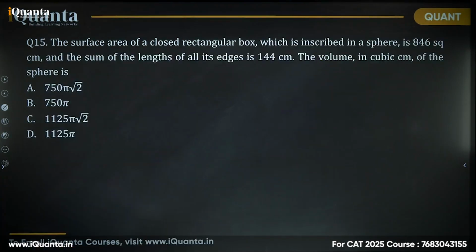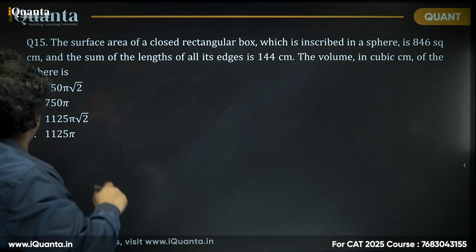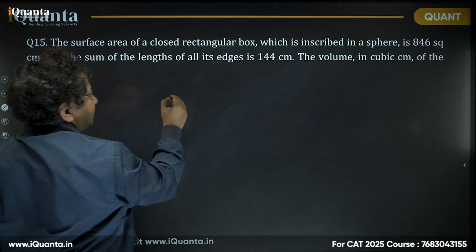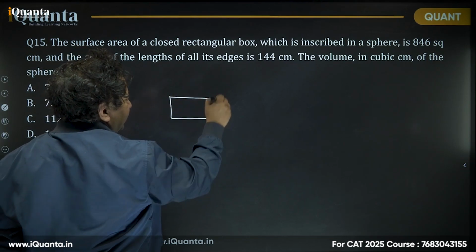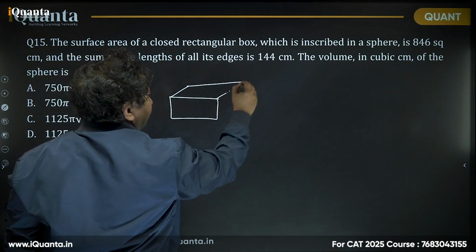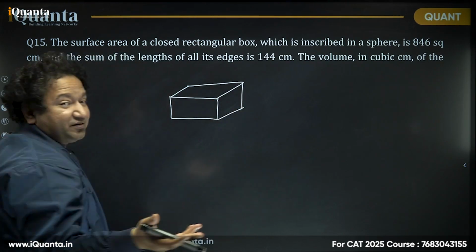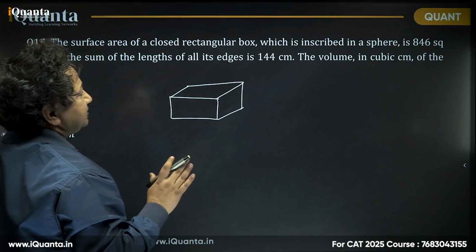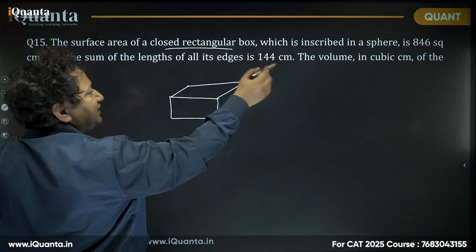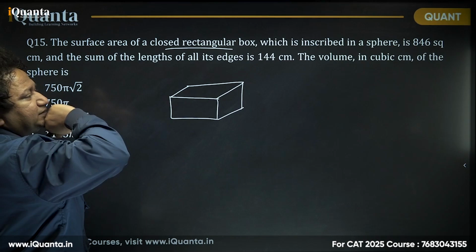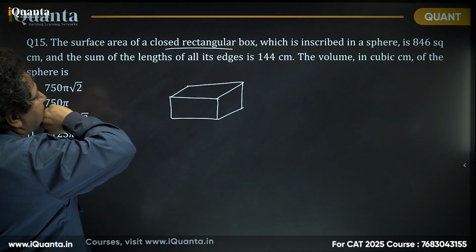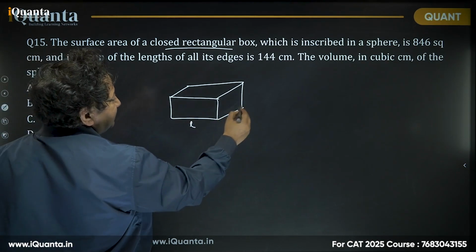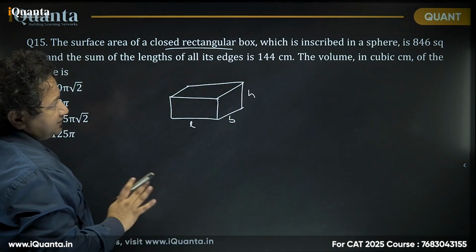The surface area of a closed rectangular box. When they say closed rectangular box, they basically mean a cuboid, which will look like this. Obviously, I cannot show a 3D cuboid, but the way we can represent 3D in 2D is by the shadow effect. The surface area of this closed rectangular box, which is inscribed in a sphere, is 846 square centimeters. This is the length, this is the breadth, and this is the height.